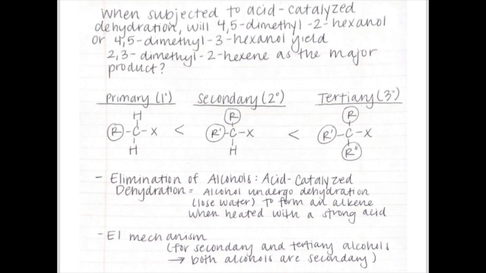So to understand this question: in the elimination of alcohols by acid-catalyzed dehydration, an alcohol undergoes dehydration to form an alkene when heated with a strong acid. It is important to note, though, that in the order of stability of carbocations, tertiary is the greatest, then secondary, and then primary. This explains why the major product of a reaction depends on the stability of the carbocations, which is what we'll find out in solving this problem.